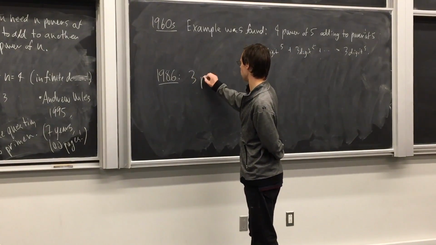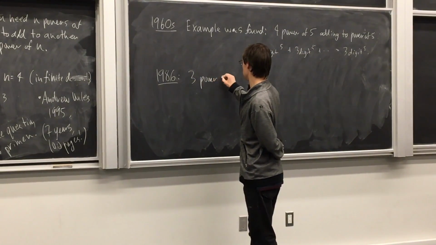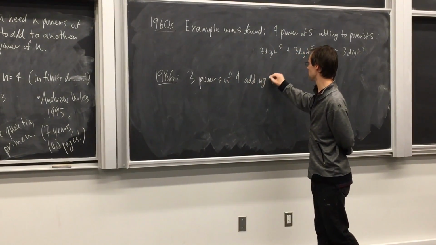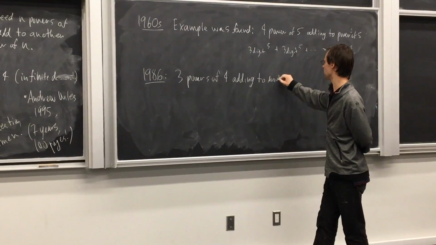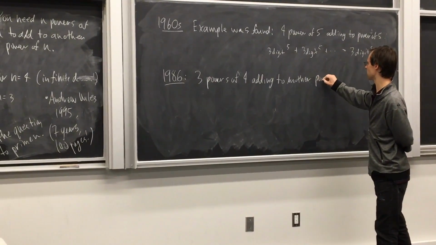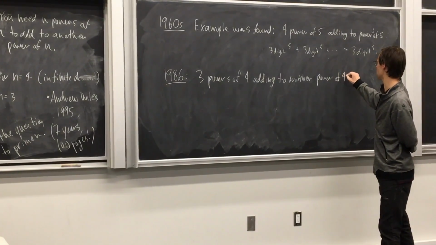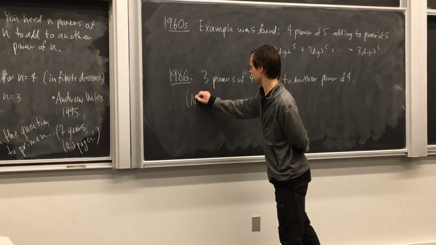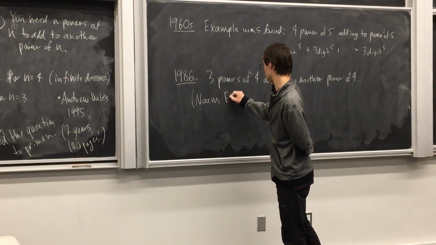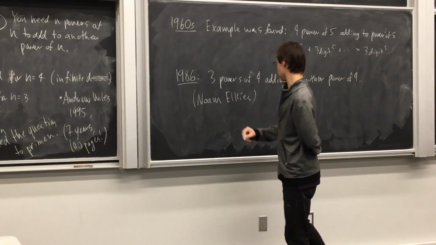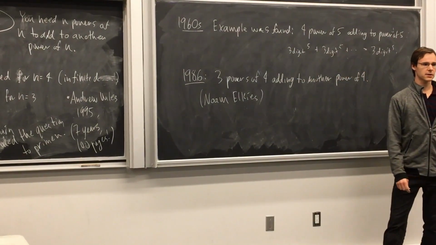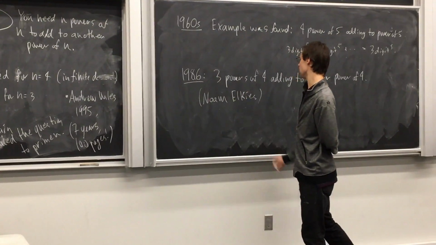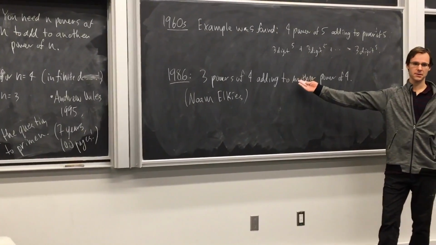that you can have 3 powers of 4 adding to another power of 4. And this was done by a guy named Noam Elkies. Also by way of computer. And then he actually did some math after that. So he didn't just use a computer and call it a day. He actually proved that there are infinitely many such solutions.